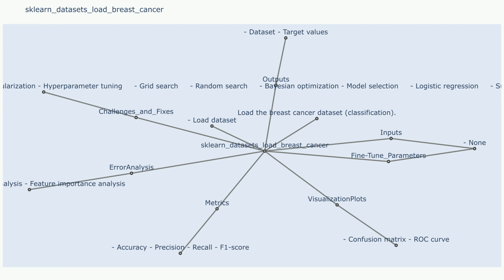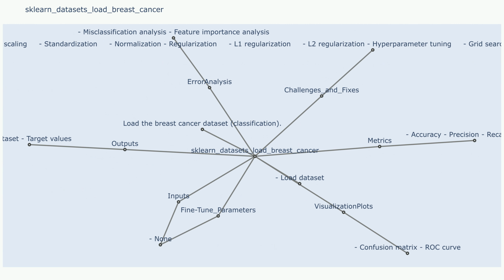Metrics: accuracy, the percentage of correctly classified samples. Precision, the proportion of correctly predicted positive samples among all predicted positive samples. Recall, the proportion of correctly predicted positive samples among all actual positive samples. F1 score, the harmonic mean of precision and recall.